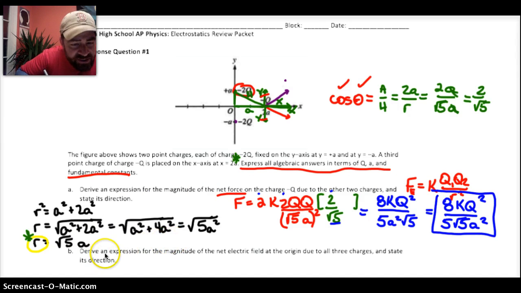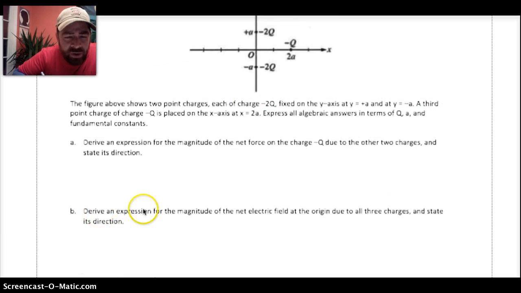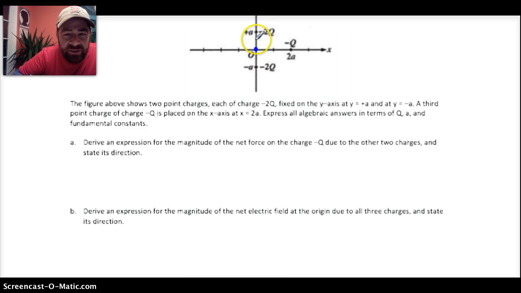The next question asks us to derive an expression for the magnitude of the net electric field at the origin due to the other three charges. So at the origin, the electric field due to the two negative 2q charges is going to cancel out. Remember that the electric field is a vector. Think electric force, and the electric field is going to be the force per unit charge. So if the force is 0 at the origin due to this charge and this charge, then they actually don't matter. They don't contribute to the net electric field. They cancel each other out.